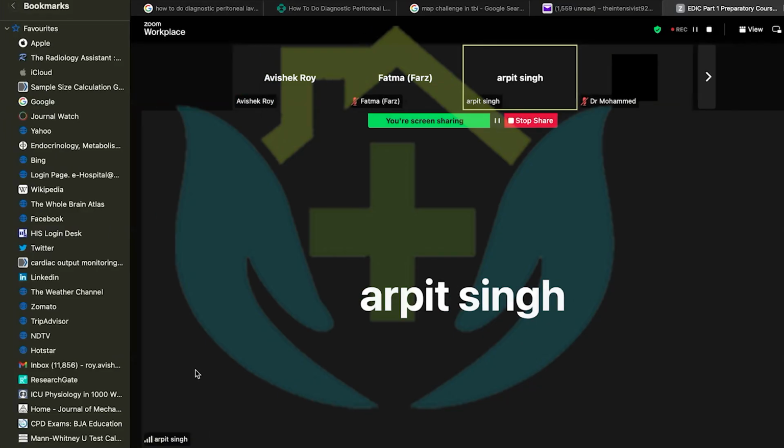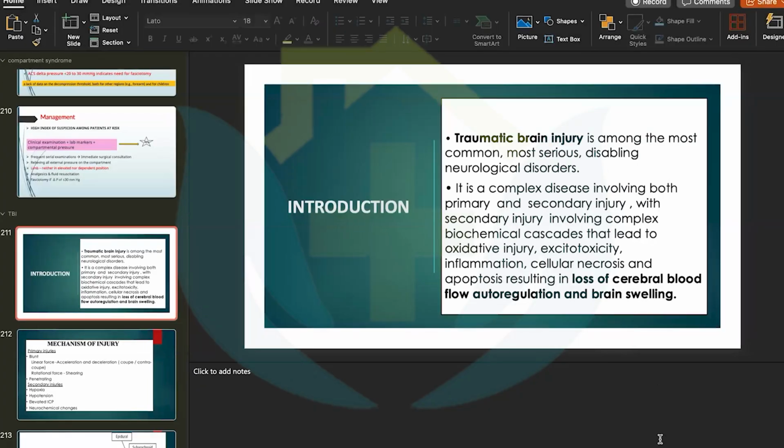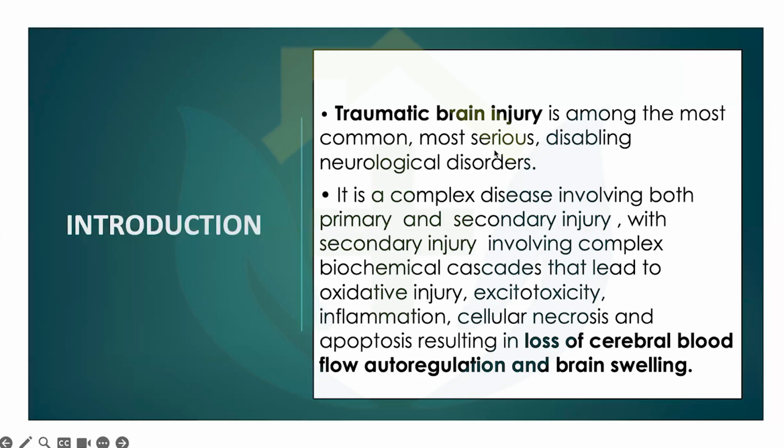Okay. Now I'll start with the brain injury part, traumatic brain injury, and there are various concepts involved in the traumatic brain injury part. So please be attentive. Traumatic brain injury, definition wise, is a complex disease with primary and secondary components, especially the secondary injury having different anatomical, physiological, and biochemical factors that cause various forms of injury to the brain. This is what the definition tells me.